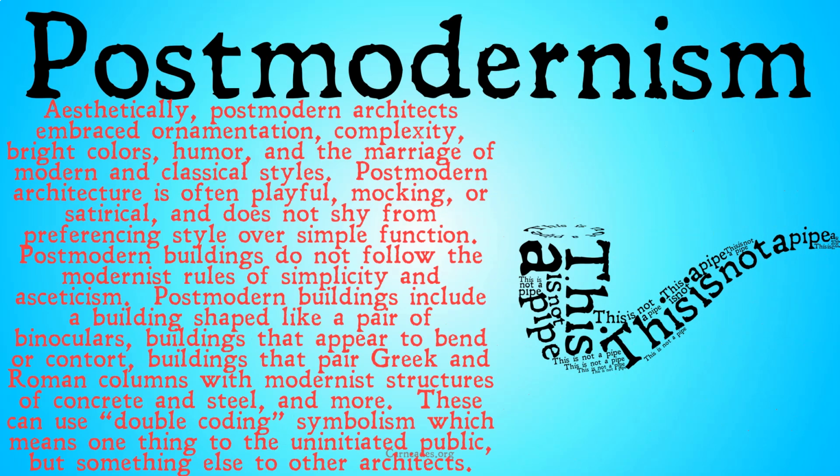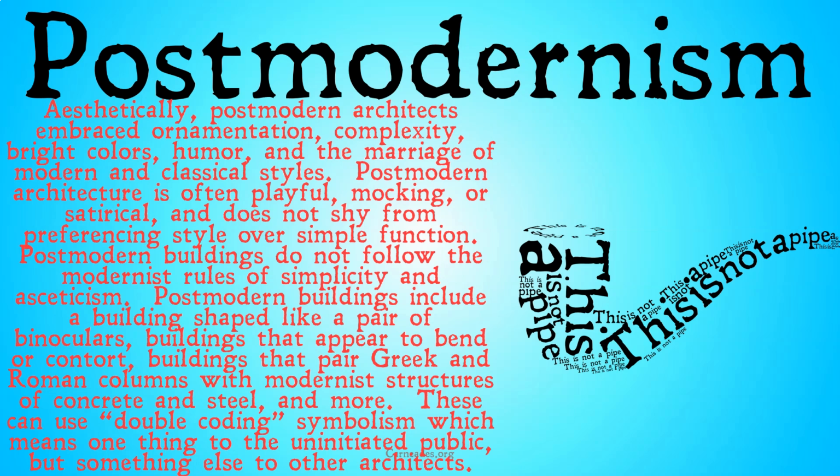Aesthetically, postmodern architects embraced ornamentation, complexity, bright colors, humor, and the marriage of modern and classical styles. Postmodern architecture is often playful, mocking, or satirical, and doesn't shy away from preferencing style over simple function. Postmodern buildings do not follow the modernist rules of simplicity and asceticism. Postmodern buildings include a building shaped like a pair of binoculars, buildings that appear to bend or contort in strange ways, buildings that create optical illusions, buildings that pair giant Greek and Roman columns with very clearly modernist structures of concrete, steel, and more.